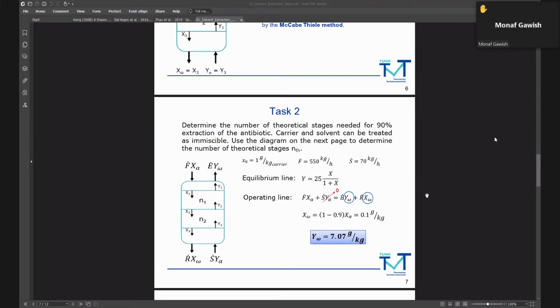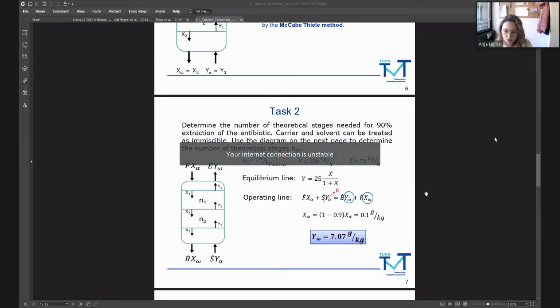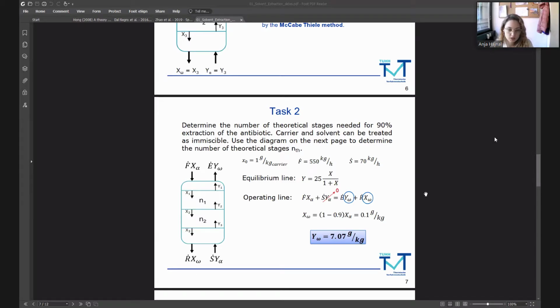I have one question. How do we define the yield for this specific task? Well, you always define yield by dividing what you have extracted by what you have at the beginning. In this case, what is at the exit of your system is this extract phase. So the mass of antibiotic in this phase over the concentration or the amount that you have in the feed.